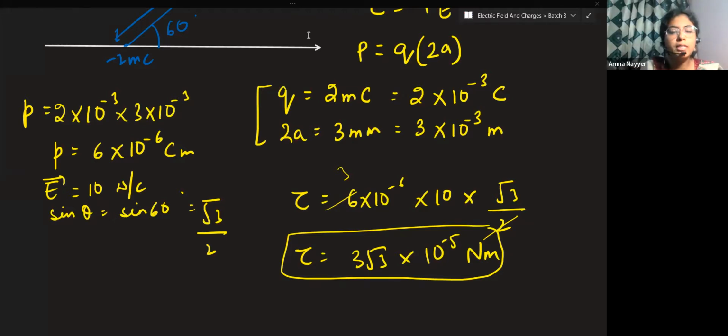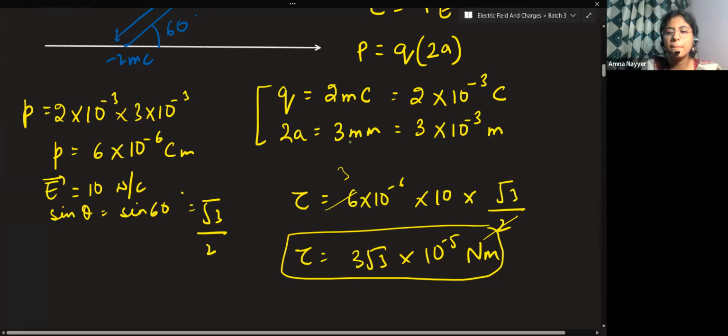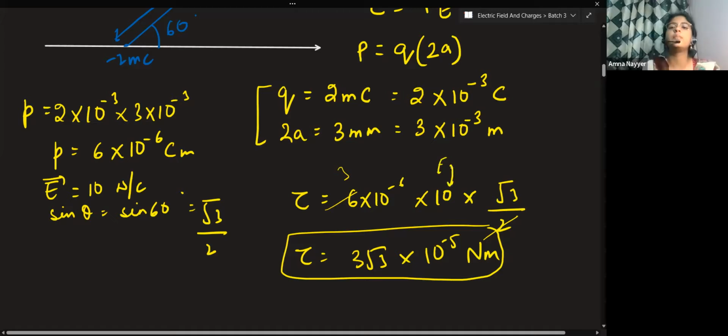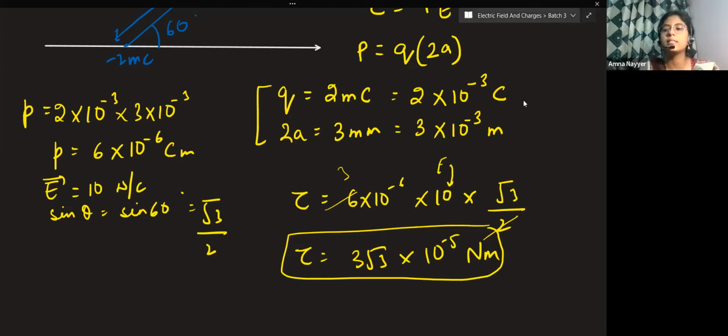Ten to the power minus six. Where? This is 10 to the power minus 6. But we multiplied with this 10 also, no? So that becomes 10 to the power minus 5. Are you asking about this? Okay, so this is 10 to the power minus 6, but we have this additional E value also. Electric field was 10. That's why it came out to be 10 to the power minus 5.